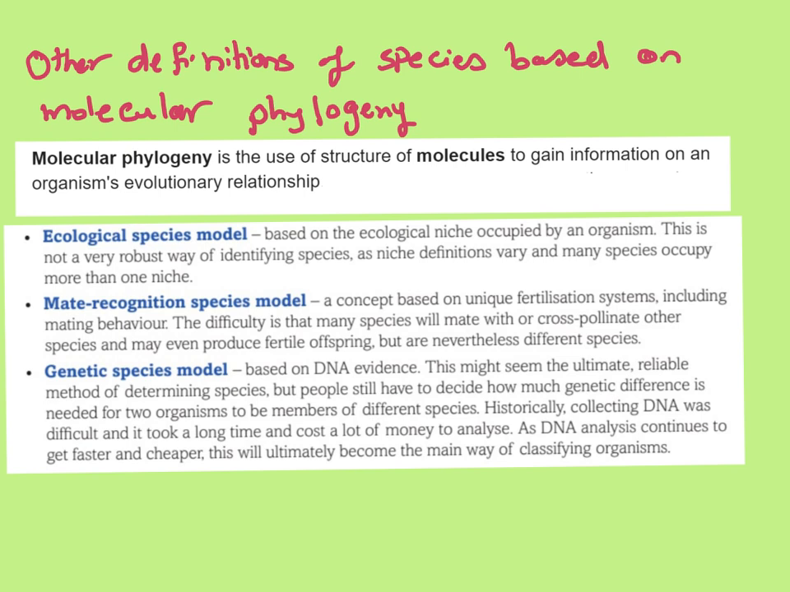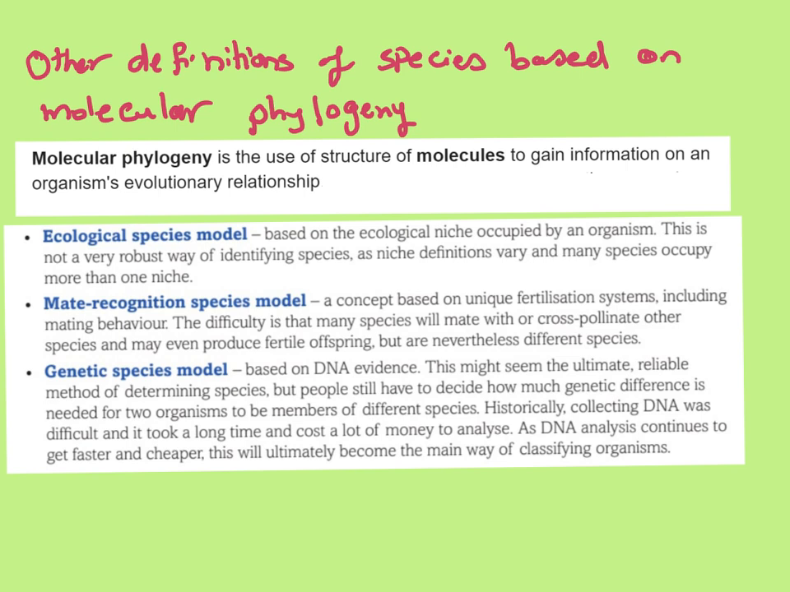Okay, the third one, the genetic species model. This one looks more accurate. It's based on DNA evidence. This might seem the ultimate reliable method of determining species, but people still have to decide how much genetic difference is needed for two organisms to be members of different species. If you look at my DNA and your DNA, they are different, but both of us belong to the same species. So scientists need to decide at what degree we can consider two organisms to belong to the same species or not, how much similarity they are looking for.